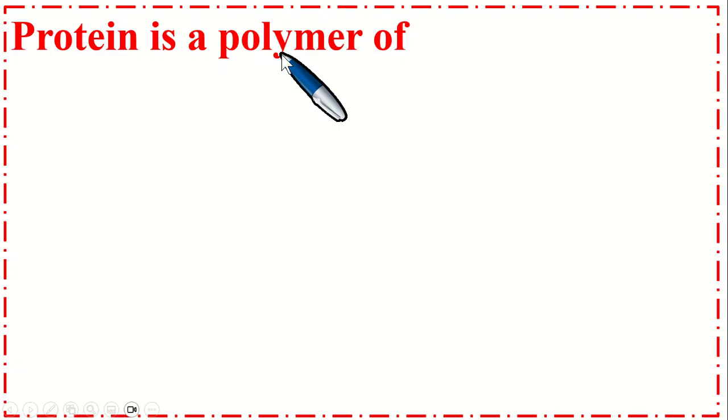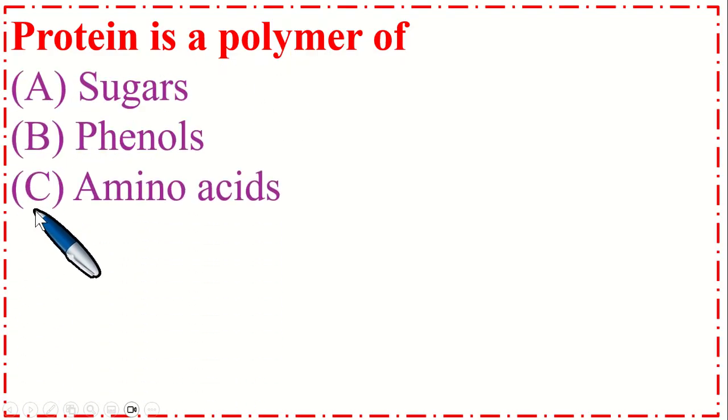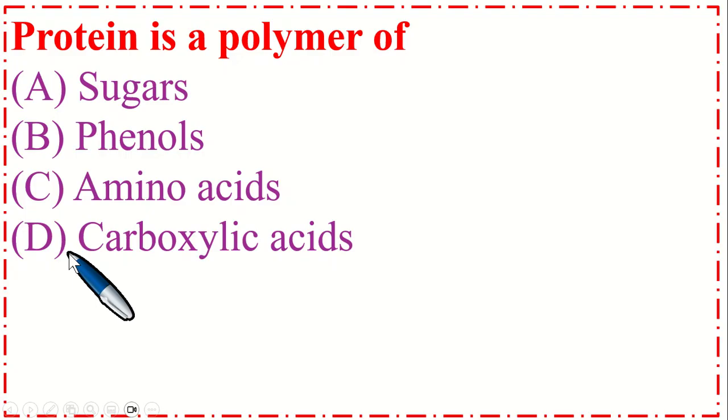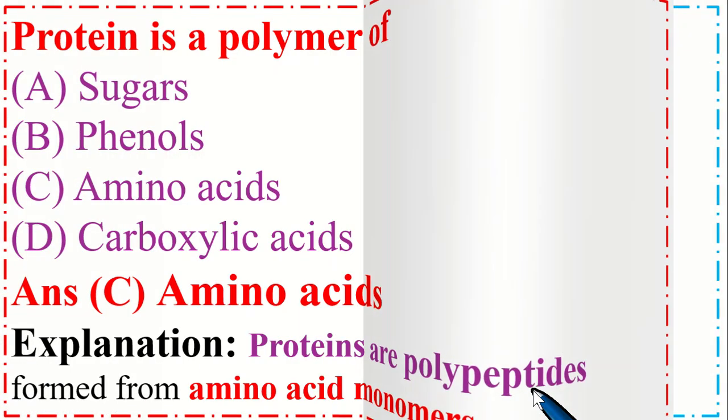Protein is a polymer of option A, sugar, B, phenol, C, amino acids, and option D, carboxylic acid. So the correct option is C, amino acids. Proteins are polypeptides formed from amino acid monomers.